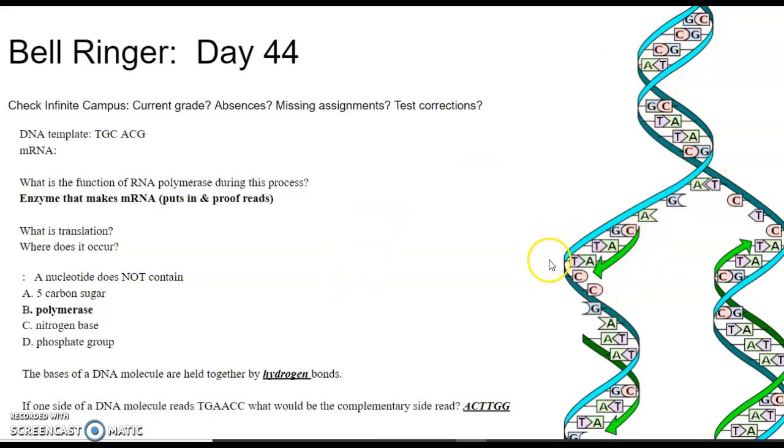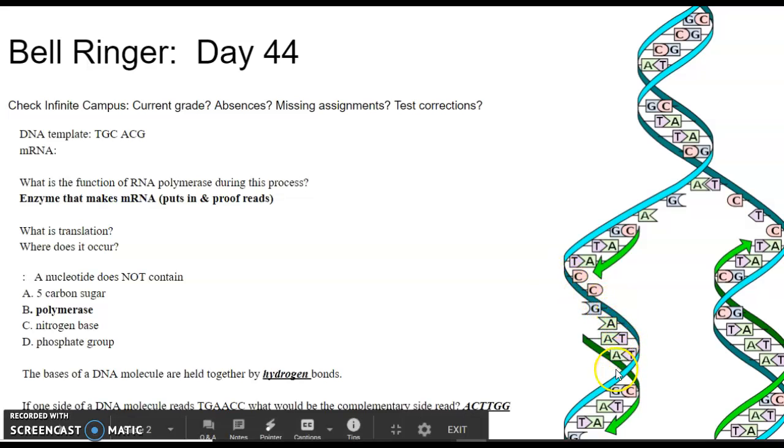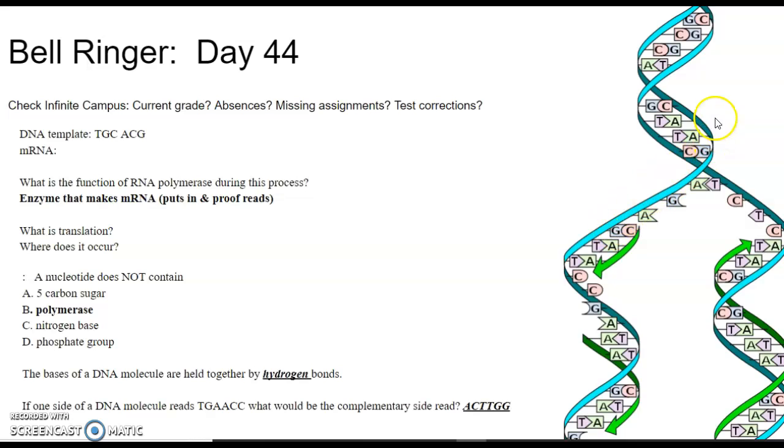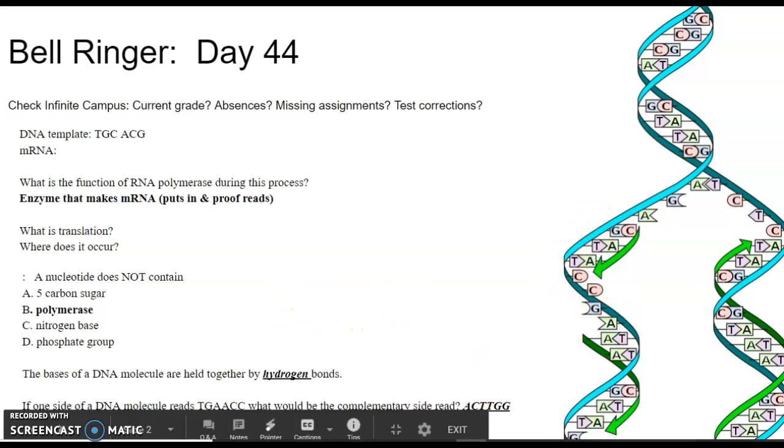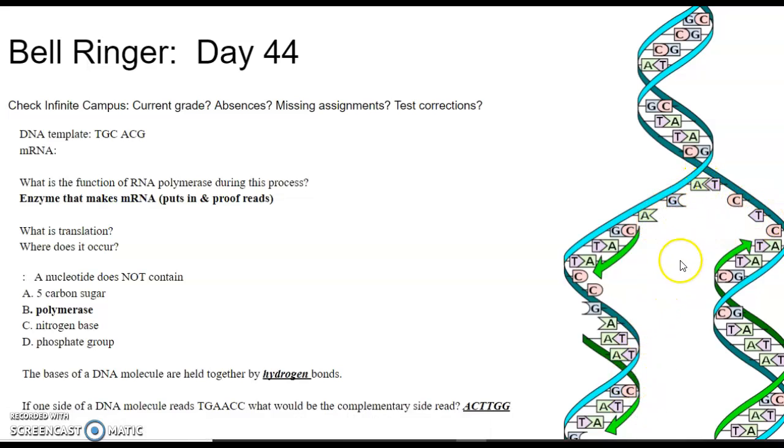The sides, on the other hand, are going to be the alternating sugar, phosphate, sugar, phosphate, sugar, phosphate all the way up and down the sides. Those are held together by covalent bonds, so they're stronger. Those sides don't break apart as easily. Those hydrogen bonds can be opened up between those spaces. They can be opened up along here, allowing that polymerase to get in and put in and proofread.